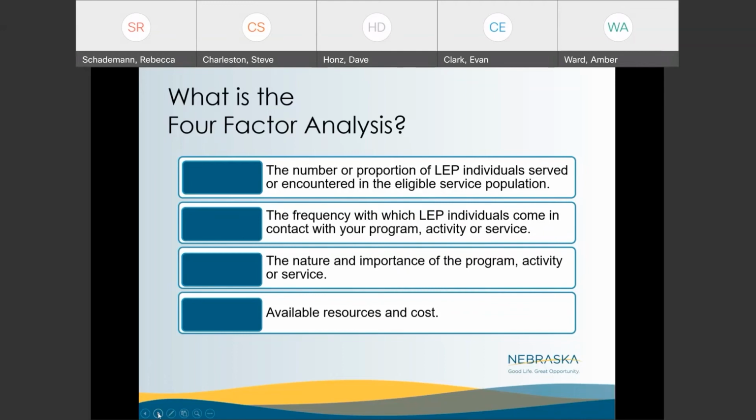So these are 4 questions that you are asking the local unit of government themselves. What activity am I applying for CDBG funds? Who are the individuals served, encountered? How frequently will they be encountering this project? What's the CDBG project? What is the importance? And what activity resources do I have available as I'm implementing this CDBG activity? Next slide.